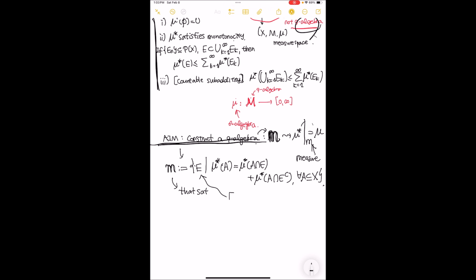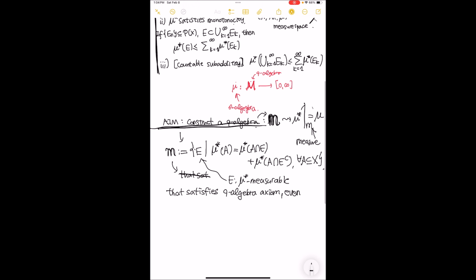anyway, we call such a set mu star measurable, and that satisfies the sigma algebra axioms. Even the zero sets, see by proposition 6.7, zero measure sets, are also in M. That is your exercise.